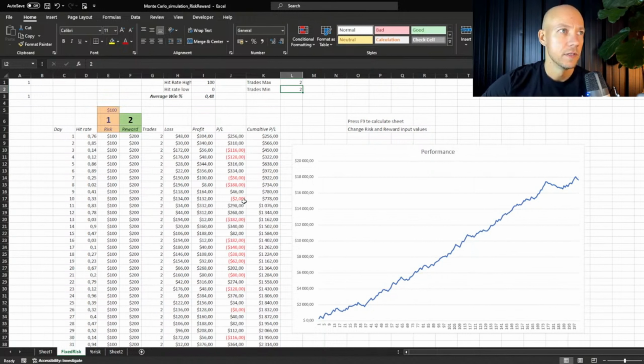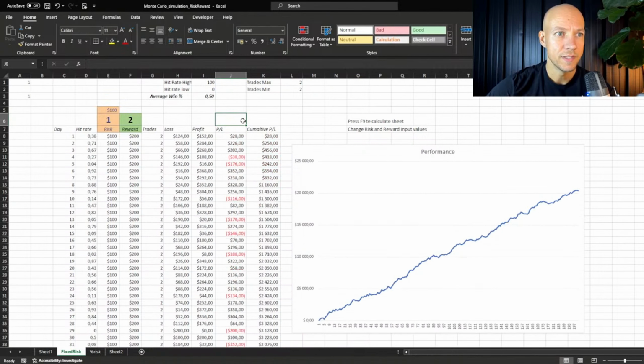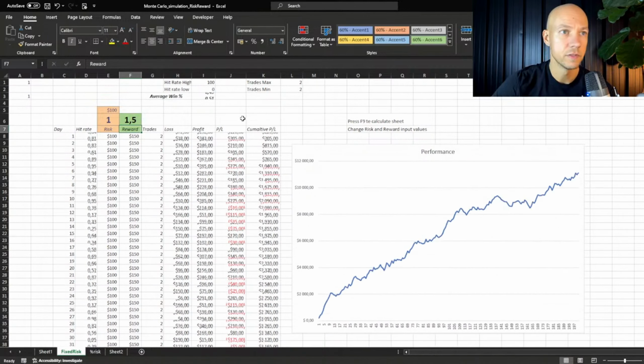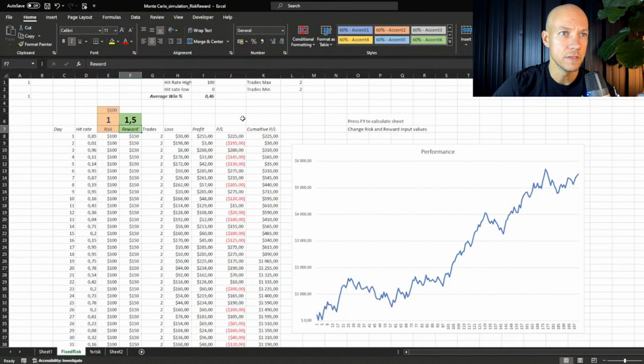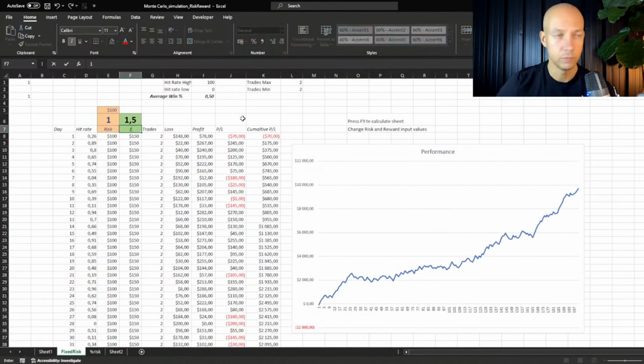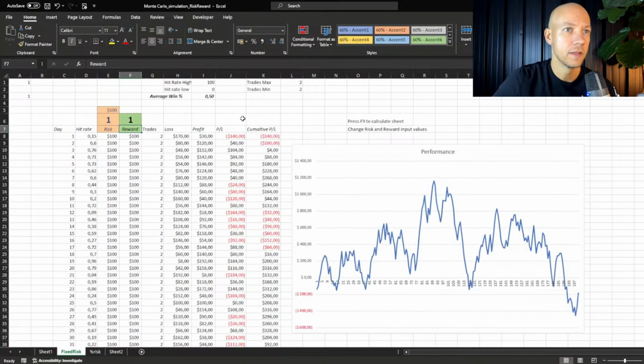All right, so like I said, if I refresh this, the equity curve stays quite steep upwards. So I'm going to change this down to make it 1.5 reward. Still a quite decent equity curve. All right, I'm going to change it to 1:1 risk reward.